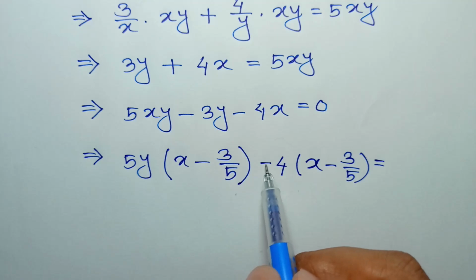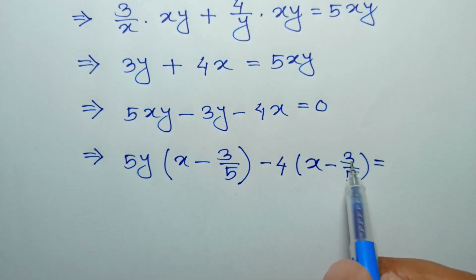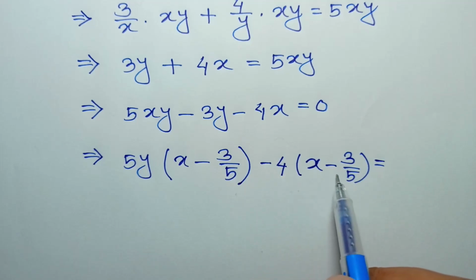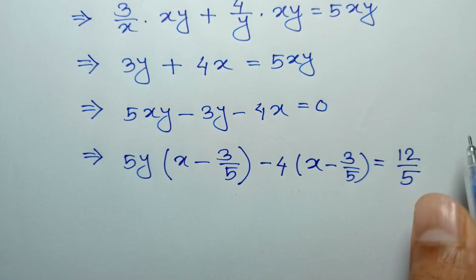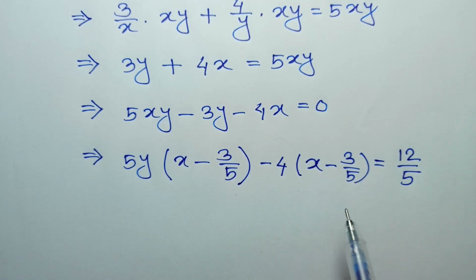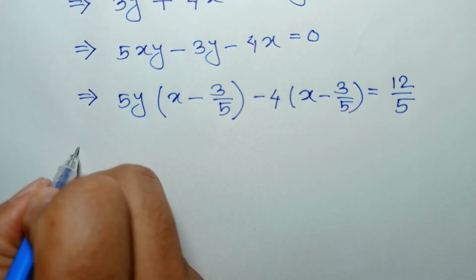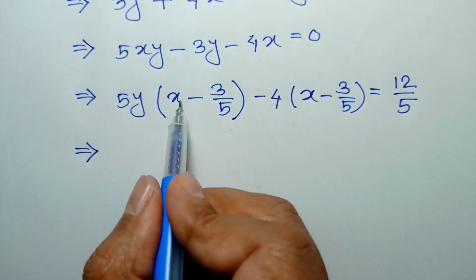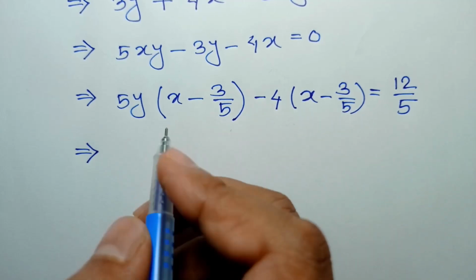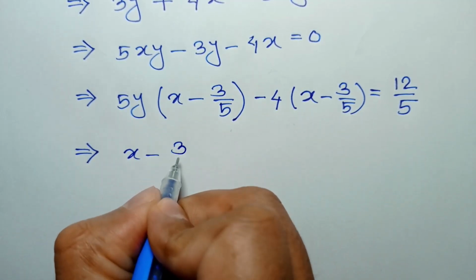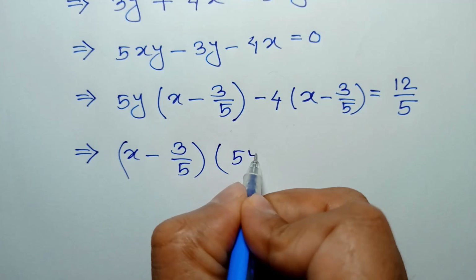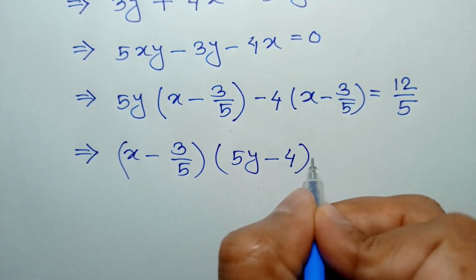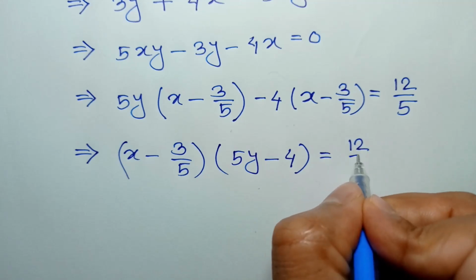negative 4x, and negative 4 times negative 3 over 5, so it will be positive 3 times 4 is 12 over 5, so to make balance there will be 12 over 5, this 12 over 5 will cancel from both sides, or taking common x minus 3 over 5, we can write x minus 3 over 5, it will remain 5y minus 4 is equal to, right side is 12 over 5.